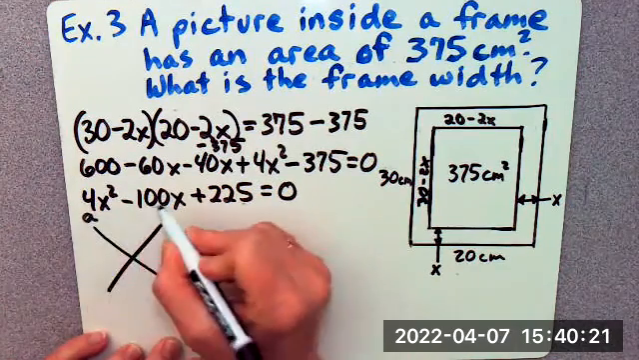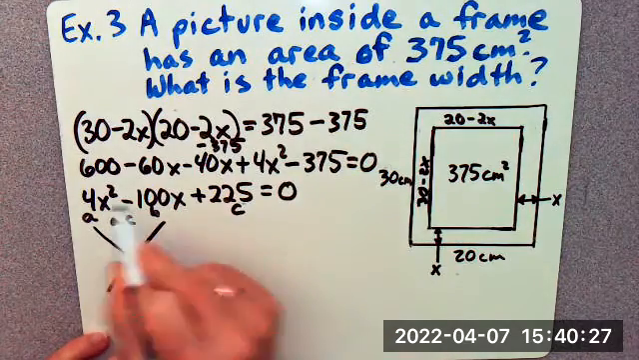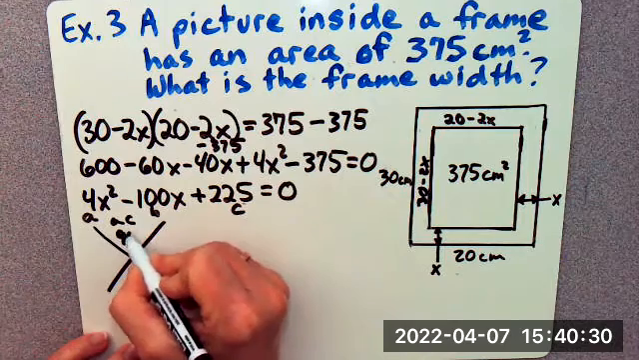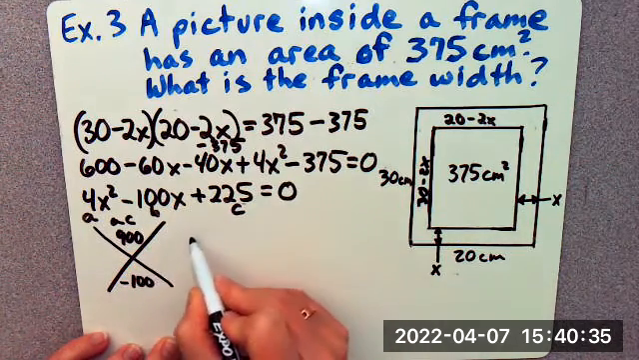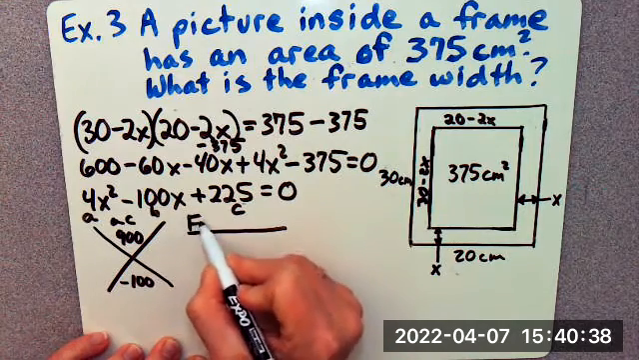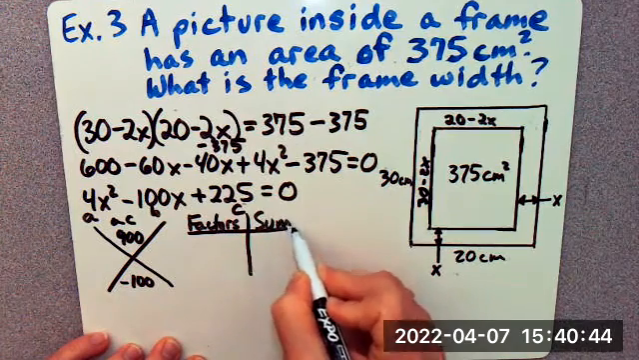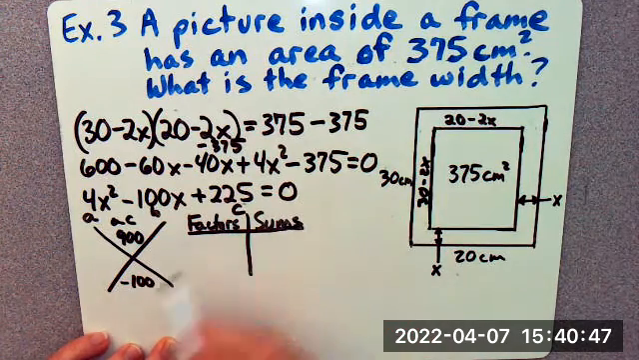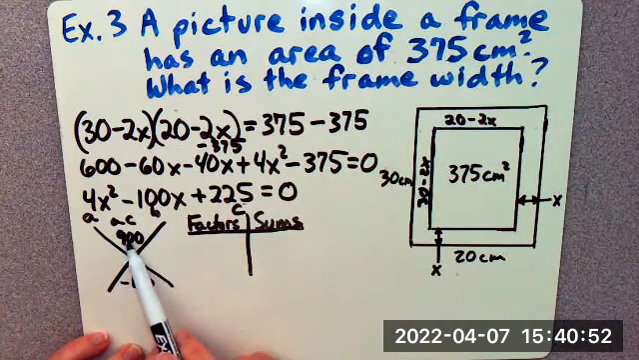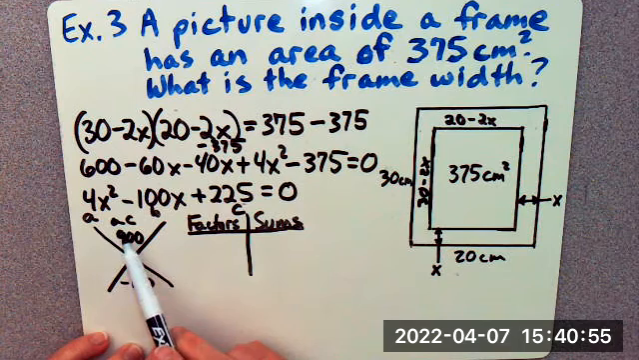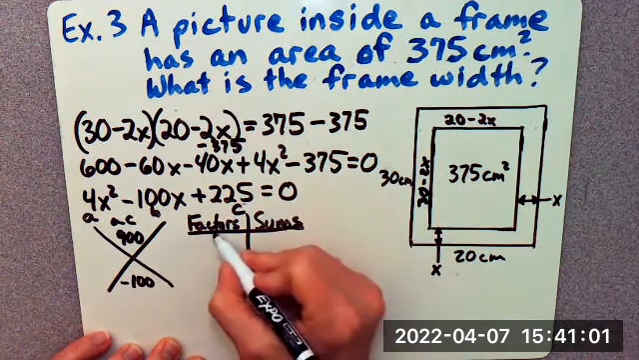So we have A, B, and C. So A times C is 4 times 225. That happens to be 900. And B is just negative 100. So when we look at factors and sums, most likely we have 2 negatives making that positive. Otherwise, we'd have a negative times a positive to get this negative. So we have 2 negatives times a positive.